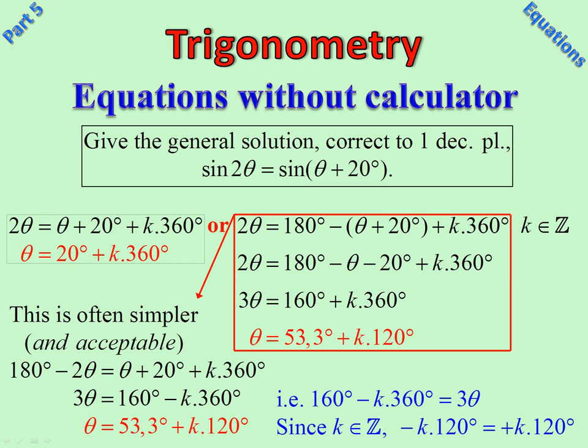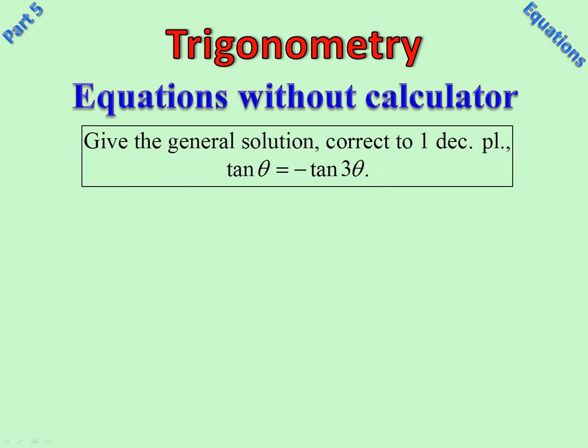So there we are. Let's try tan. Now this will explain the period a bit more of tan. But first of all, tan theta equals negative tan 3 theta. Now this is slightly different. Tan theta is equal to a negative value. If there's no negative there, I could say theta equals 3 theta and theta equals 180 plus 3 theta, first and fourth. But now tan theta equals a negative value.